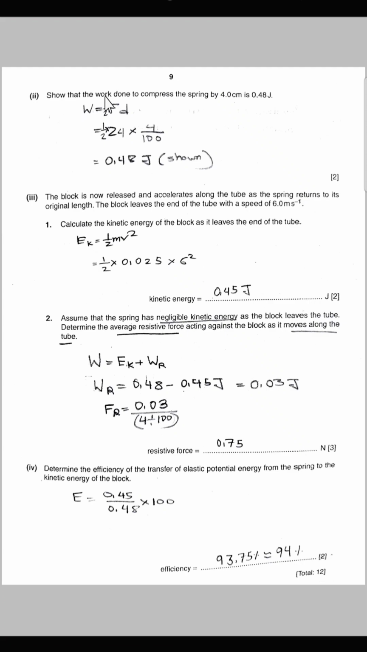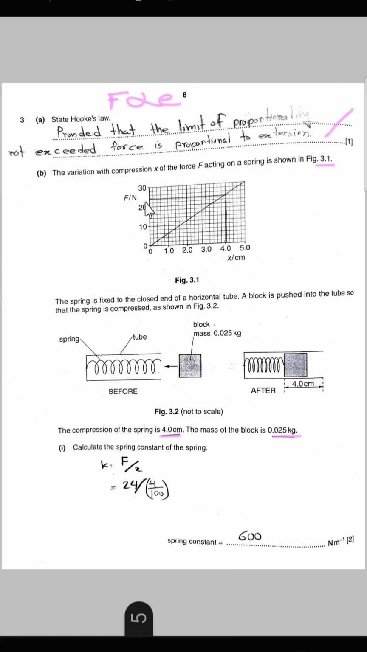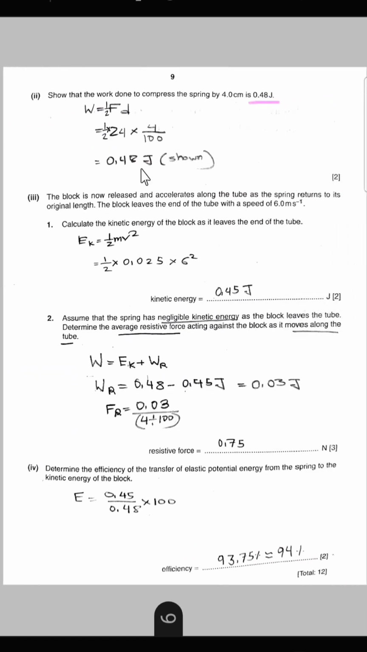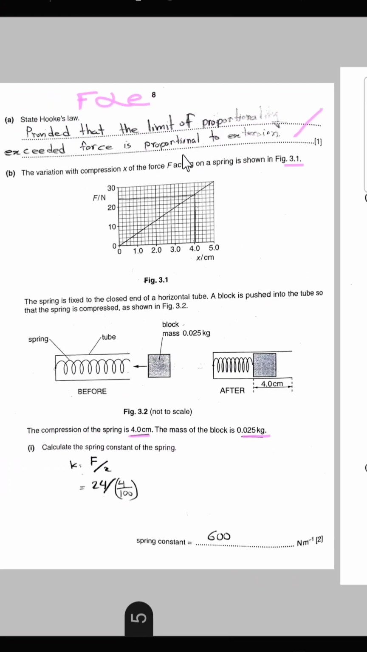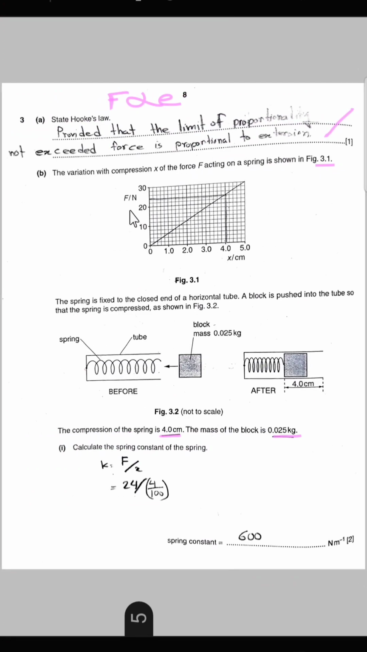Then show that the work done to compress the spring by 4 cm is 0.48 joules. From the graph, the area under the graph of force against distance is the work done. As this is a triangle, work done is equal to half force into distance.